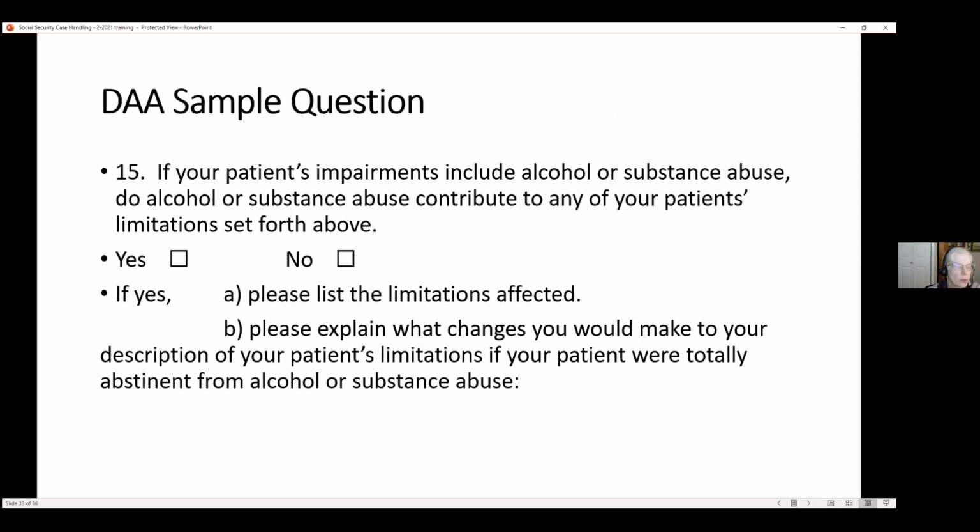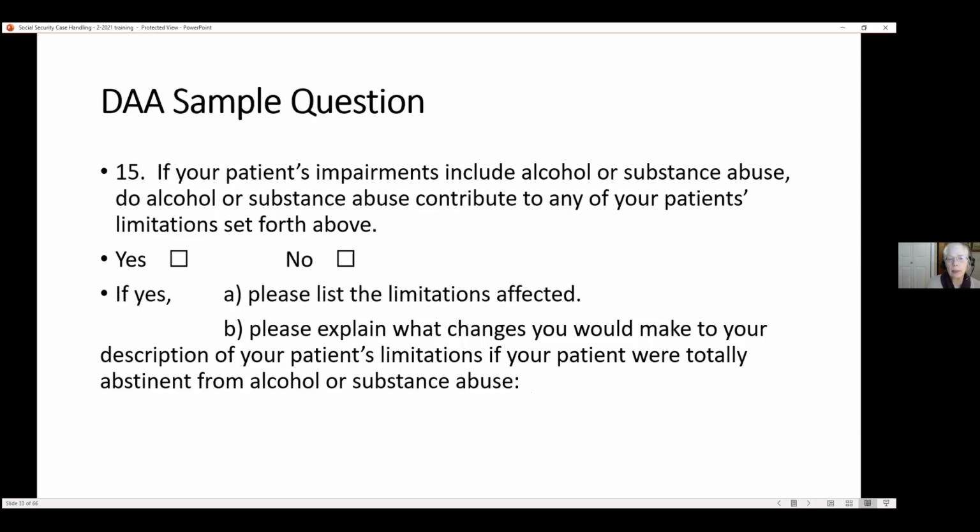Here's a sample question for drug and alcohol. Remember I said that if there's no evidence of what would happen, you can solicit an opinion about what would happen if your client stopped drinking or using drugs. And if the doctor says it wouldn't matter if they stopped using drugs, he would still be schizophrenic, or it wouldn't matter if he stopped using drugs.